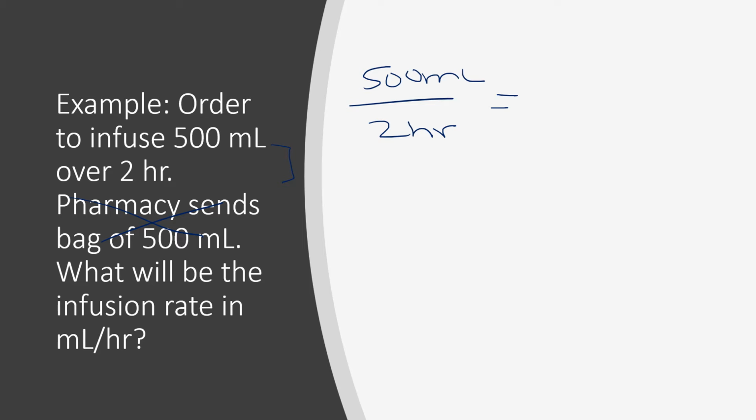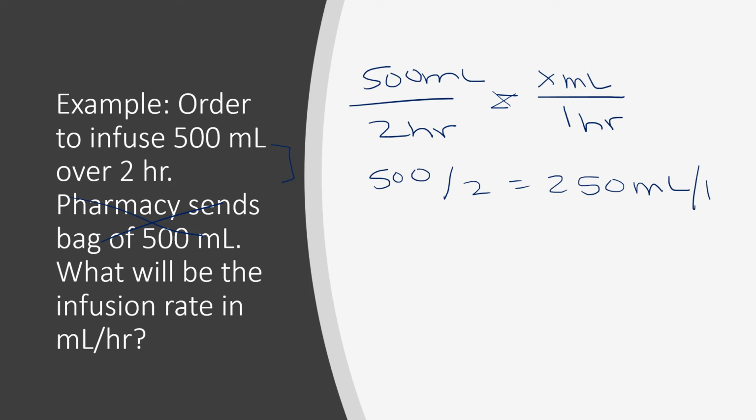And we need to get it to how many milliliters in 1 hour. So we're going to divide by 2 in order to do that. Or you can do your cross-dimensional, however you want to do it. So 2 hours to get to 1 hour is to divide by 2. So 500 divided by 2 equals 250 milliliters per hour.